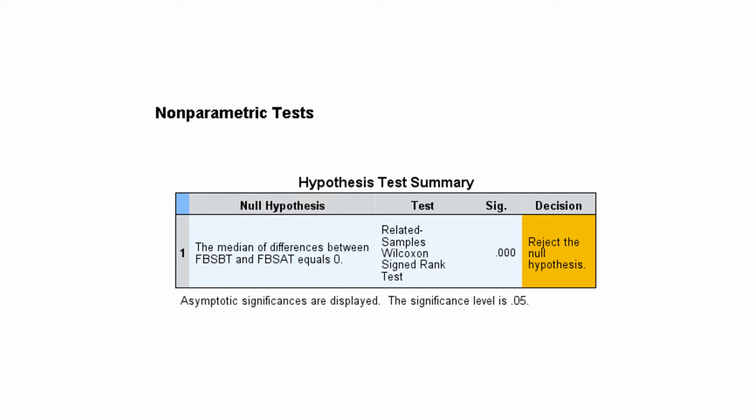Then you get this: Related Samples Wilcoxon Signed Rank Test. It is statistically significant. That means the difference is statistically significant, so reject the null hypothesis. The null hypothesis was that the median of the difference between fasting blood sugar before treatment and fasting blood sugar after treatment equals 0. The computer is asking us to reject the null hypothesis. Why? The significance value is less than 0.05.